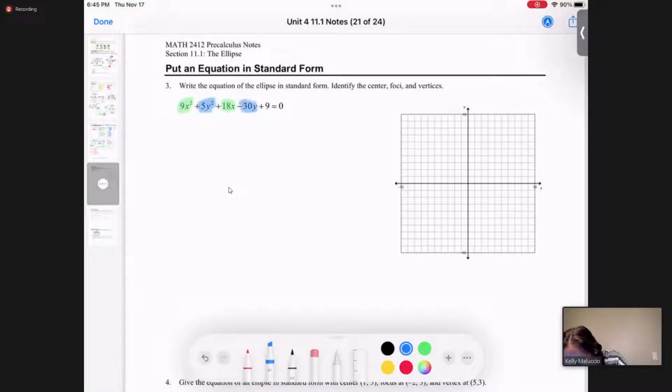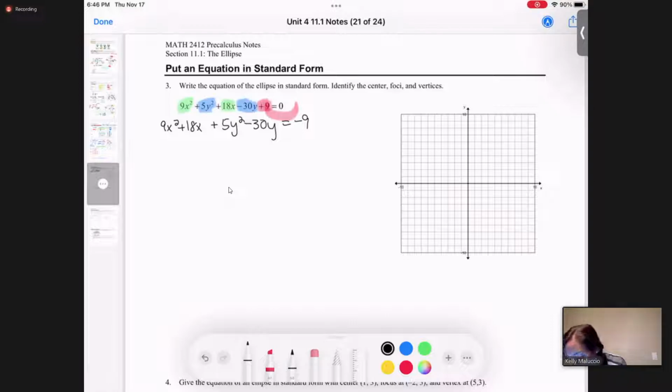our y's are going to stay together, and then our number is going to come to the other side, right? Because we want to get that one. We want that to be 1 eventually, right? So by doing that, I'm going to rewrite this whole thing. 9x squared plus 18x, and then plus 5y squared minus 30y equals -9. Okay, new equation, there it is, right?